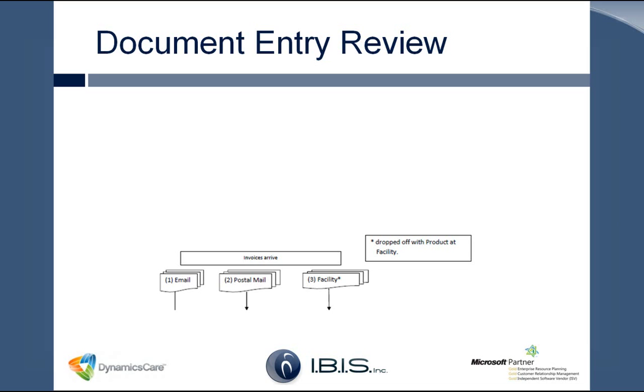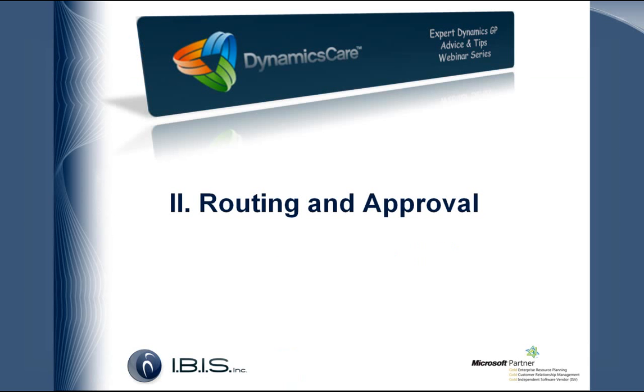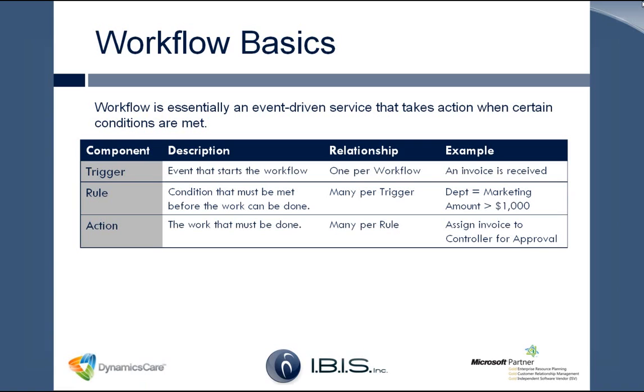So the next step after document entry review is to look at and to consider the routing and approval that's currently going on. So within each organization, you've got a set of rules that when you look at an invoice are driving that invoice through an approval process. So workflow or document routing and approval is nothing more than an event-driven service that takes action when conditions are met. So if we break that down within your organization, there's a trigger that starts the workflow, that starts the approval process. Often, that's when an invoice is received.